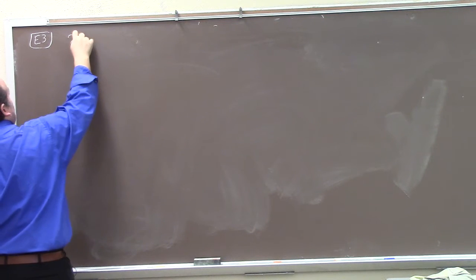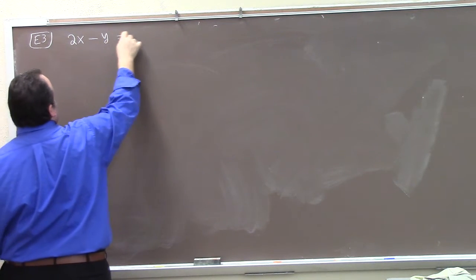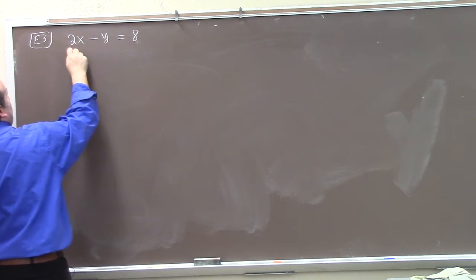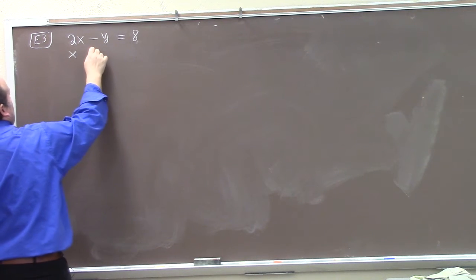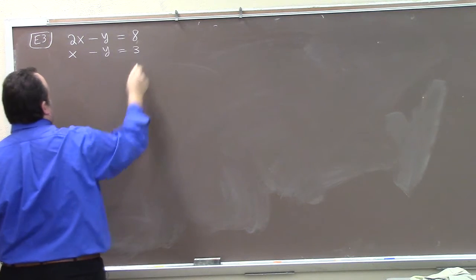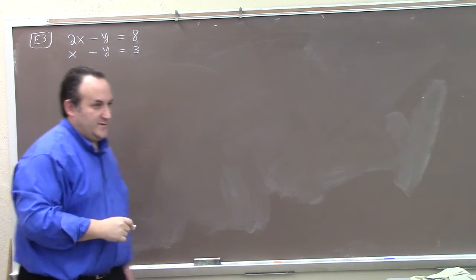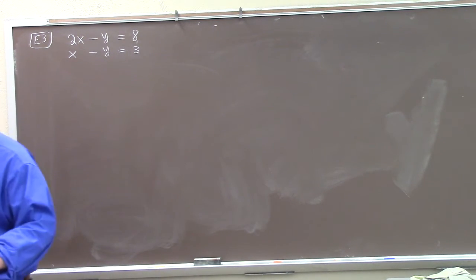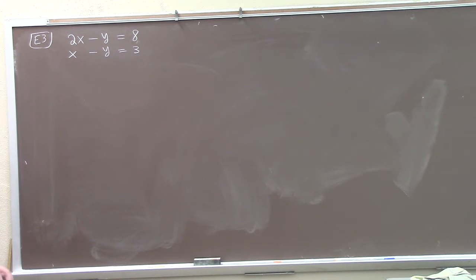Example 3. So what if we have 2x minus y equals 8 and x minus y equals 3? We want to solve this system of equations. What should we do here? Any suggestions?